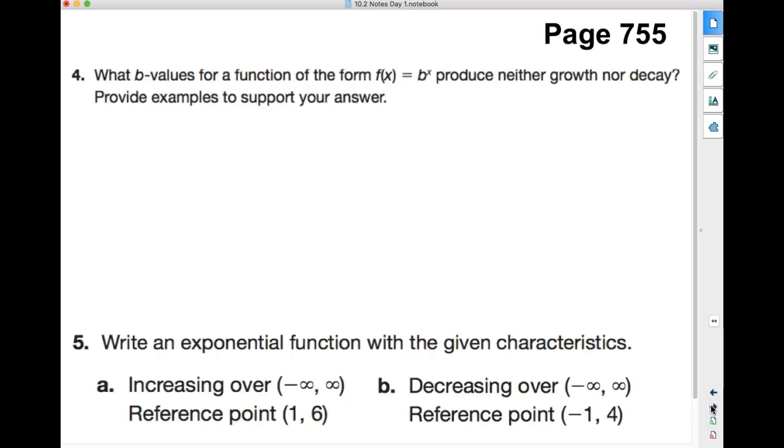For what b values for the function in the form f of x equals b to the x produce neither growth nor decay? Okay? b equals 1 does not produce growth or decay. It's pretty obvious when you look at it. Think, if f of x equals 1 raised to the power of x, that's a constant function, right? It's a constant function for all real numbers. It's just the line y equals 1.